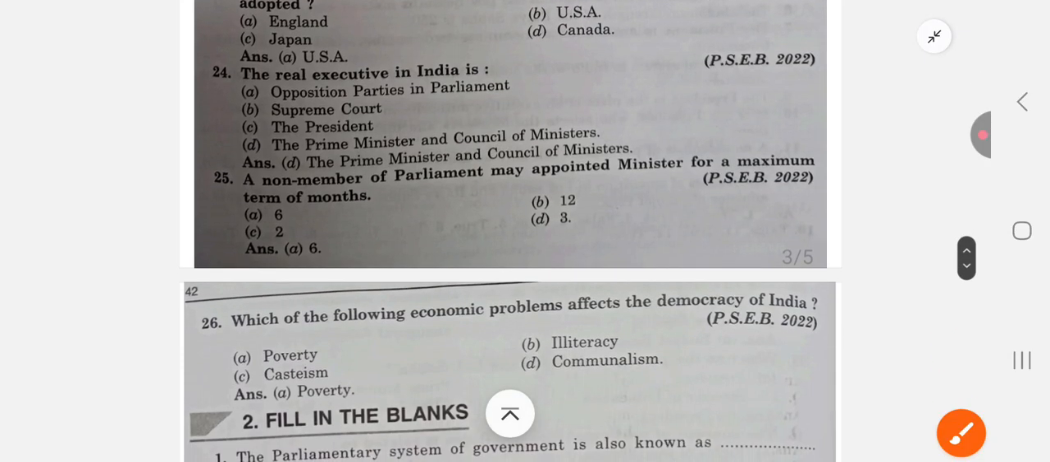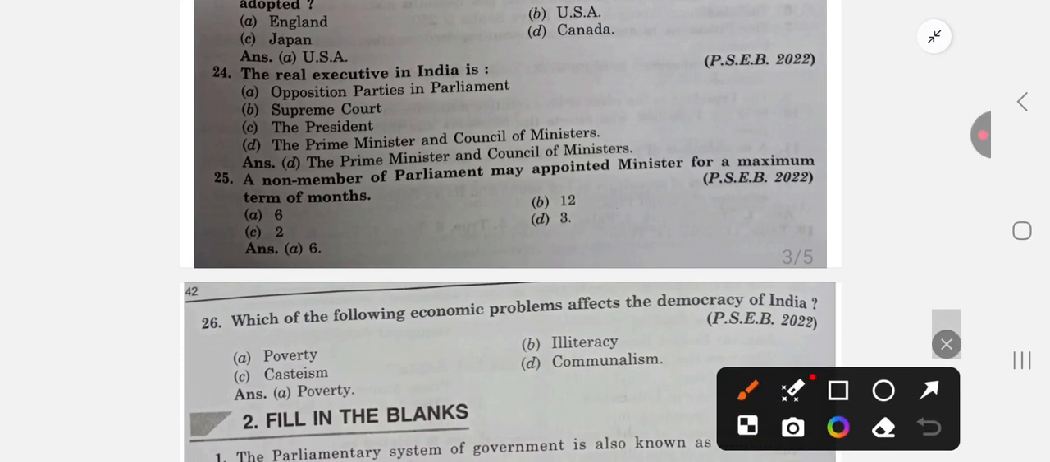Next question is, the real executive in India is opposition parties in parliament. Wrong. It is the prime minister and the council of ministers. So let us check as D. Answer is D, the real executive.